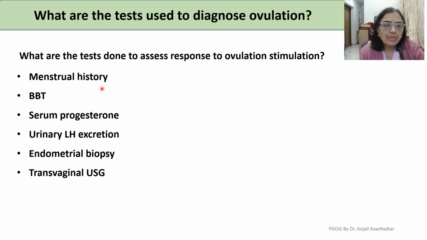So various tests are menstrual history, basal body temperature, serum progesterone, urinary LH excretion testing, endometrial biopsy, transvaginal ultrasonography. This is the list. That doesn't mean that in every case we will be doing all of them. There are certain indications to select a certain test to detect ovulation or to assess response to ovulation stimulation.